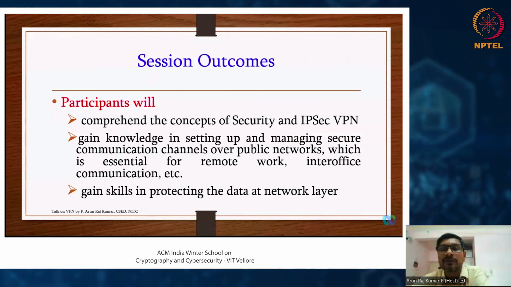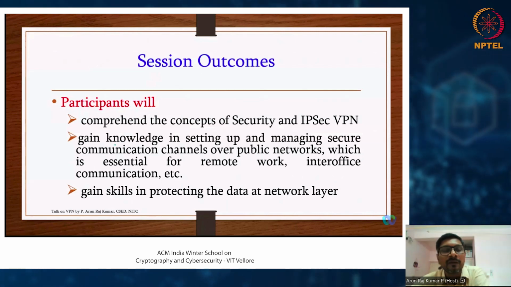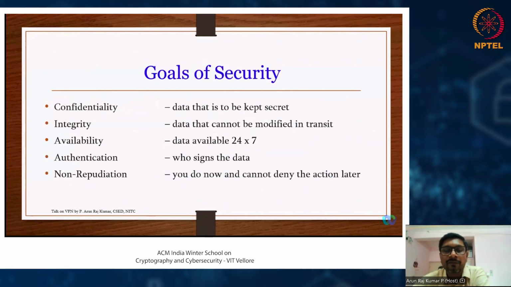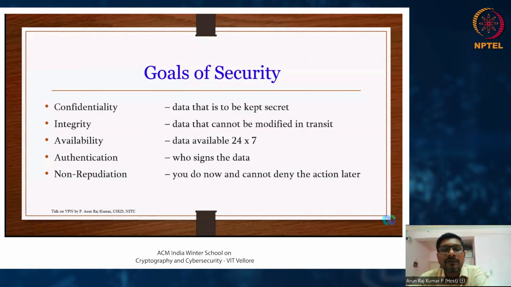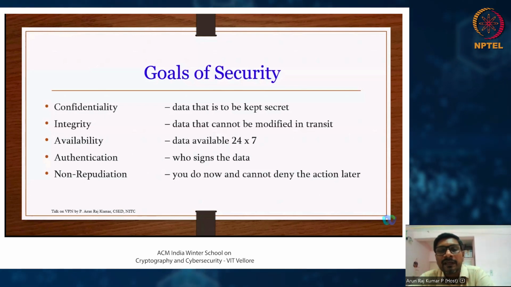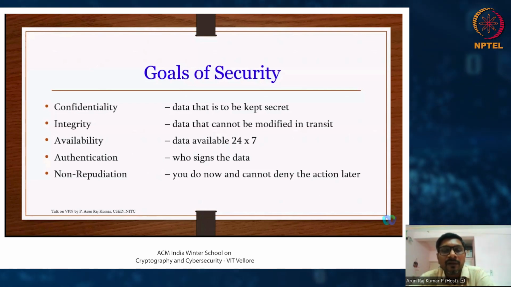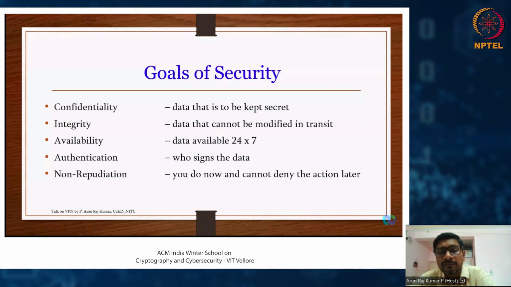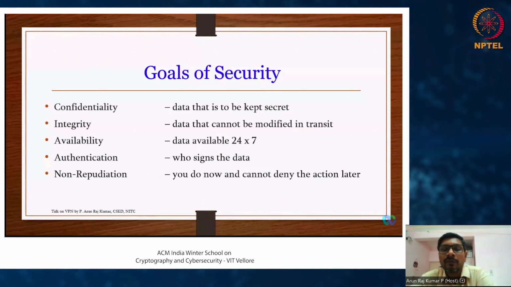Initially we'll have a basic introduction to security goals. These are the goals of security. I'll quickly go through them as they are essential prerequisites for understanding the VPN. Confidentiality means the data is to be kept secret and not revealed to anyone. And integrity means the data cannot be modified in transit.